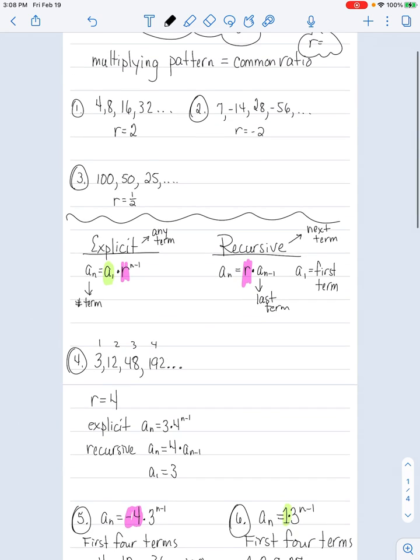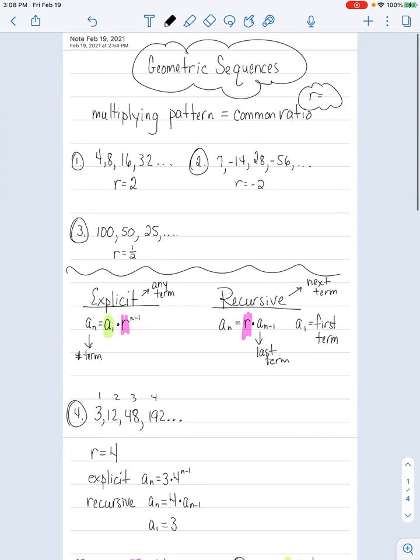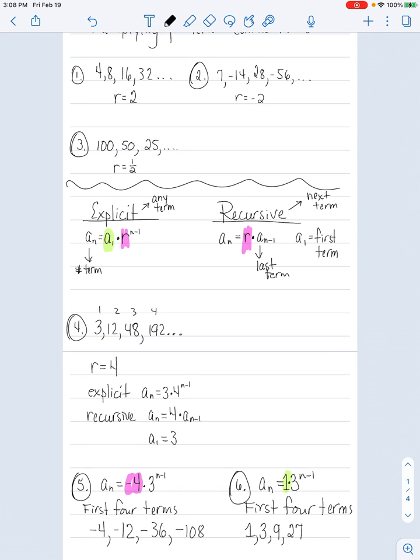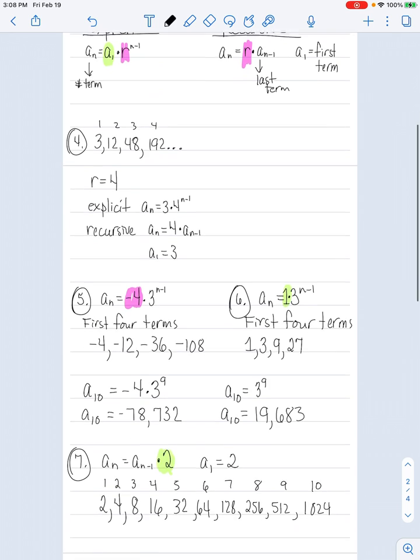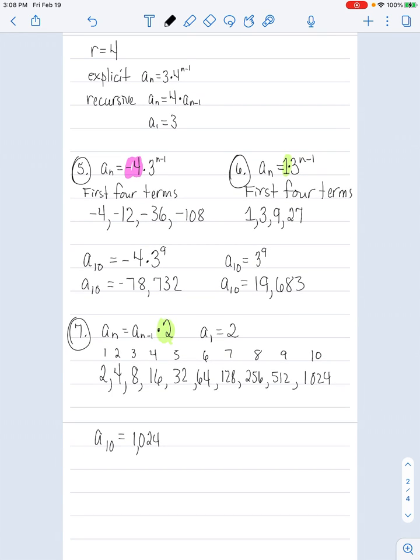But be careful. In this lesson, use these notes to help you identify if a sequence is a geometric sequence, and find the common ratio. Then for some of your problems, you're going to have to write either the explicit or recursive formula. And then in some of your problems, I'm going to ask you to use formulas to find certain terms.